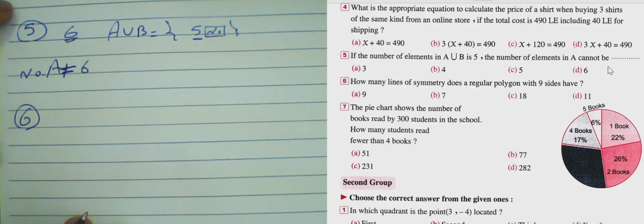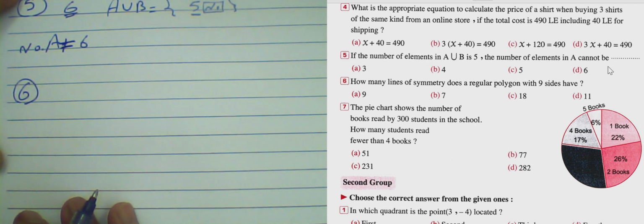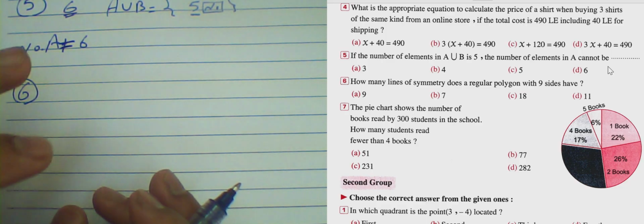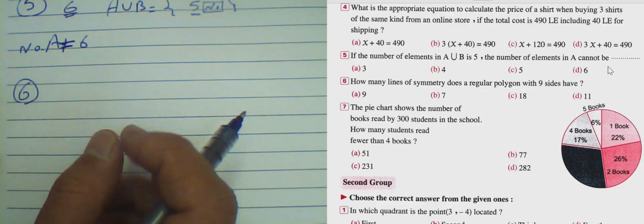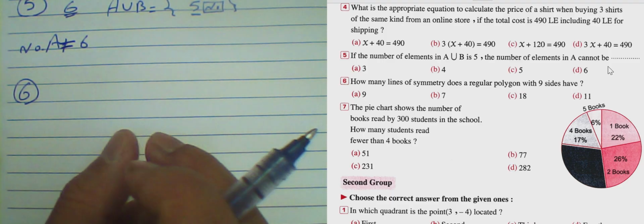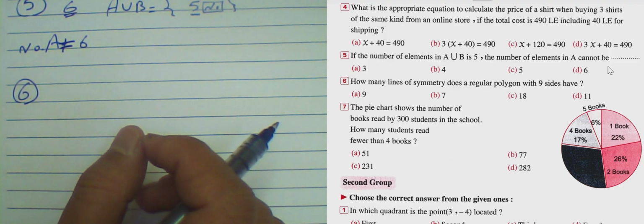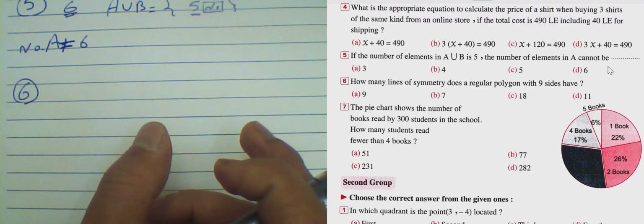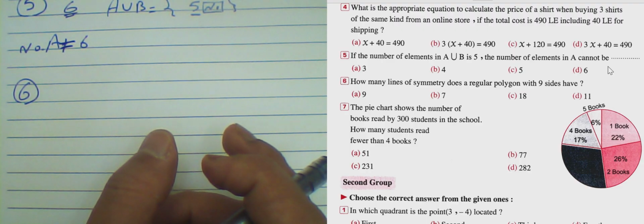Don't write 6 here. Question number 6. How many lines of symmetry does a regular polygon with 9 sides have? We know the number of lines of symmetry equals the number of sides in a regular polygon. Regular means all sides are equal in length and all angles are equal in measure. Then the number of lines of symmetry will be equal to 9.